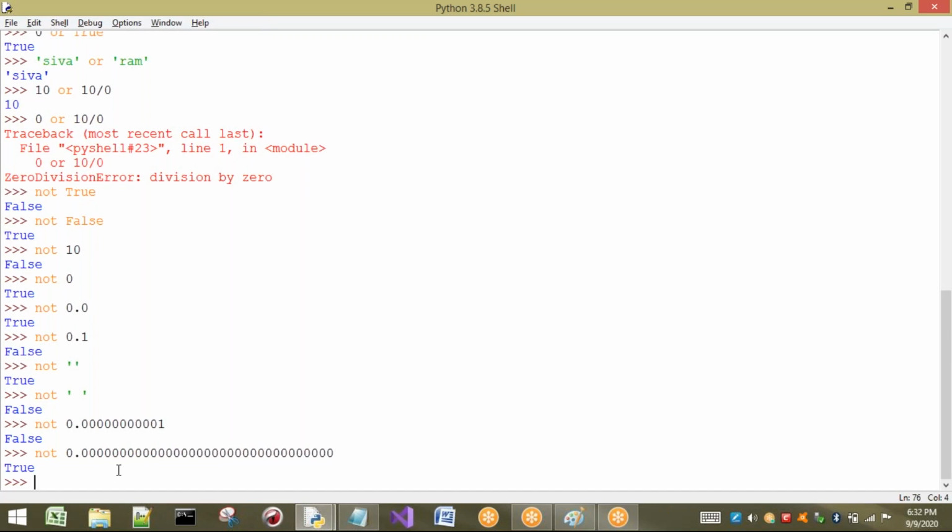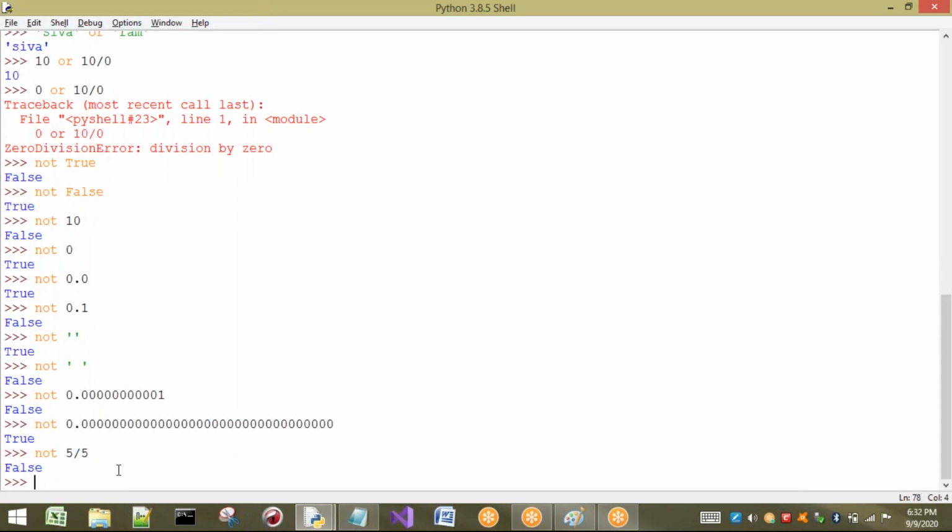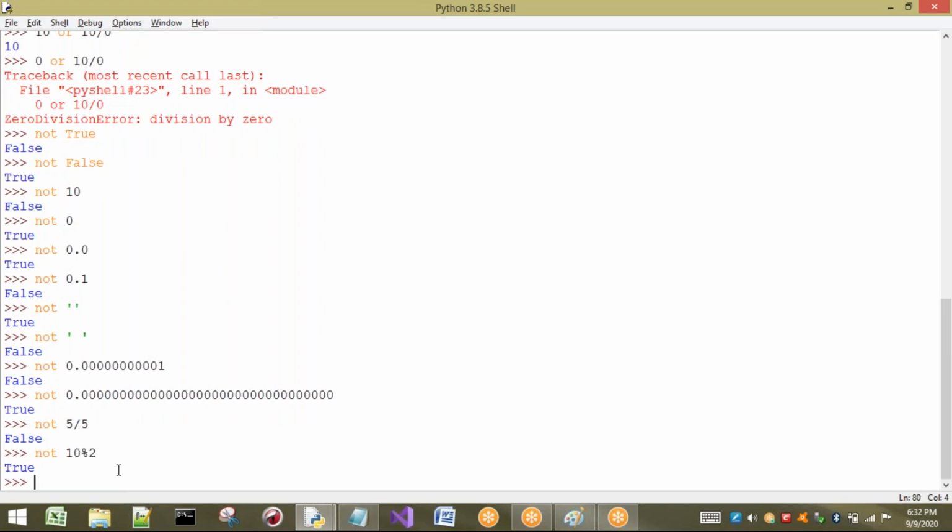Let us take, for example, not 5 by 5. What will be the answer? 5 by 5 is 1. So not true is false. Now I will take 10 modulo 2. 10 modulo 2 returns 0. 0 means false. Not false is going to give you true.